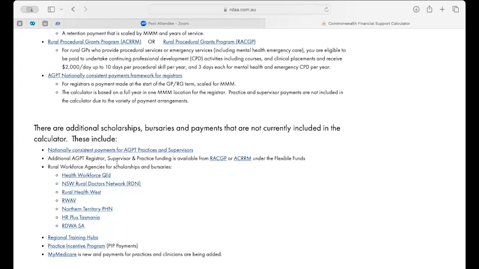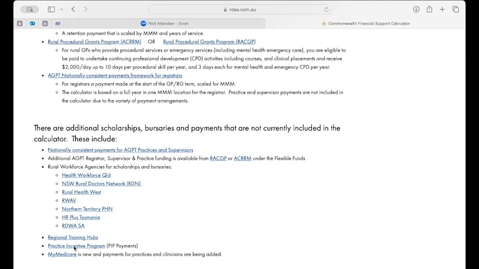We've then got our rural workforce agencies who've got a long history of providing bursaries and scholarships for rural doctors and other rural health professionals. So there are links there. Our regional training hubs are here. And then there are payments tied up in the practice incentive program, which are generally directed to the practice, but some of those payments include a portion to be allocated to individual doctors. So again, it's important to understand what's in scope for that program and what's not.